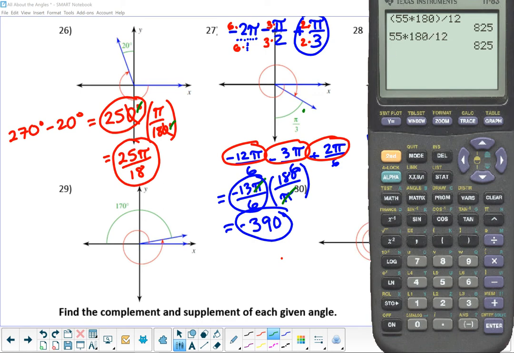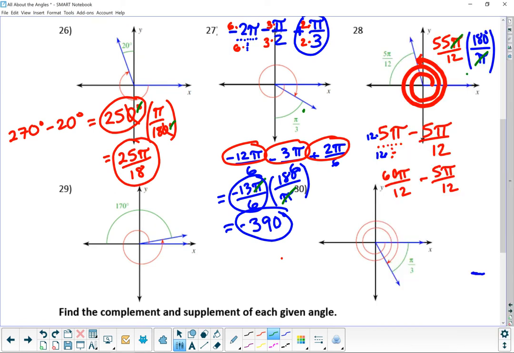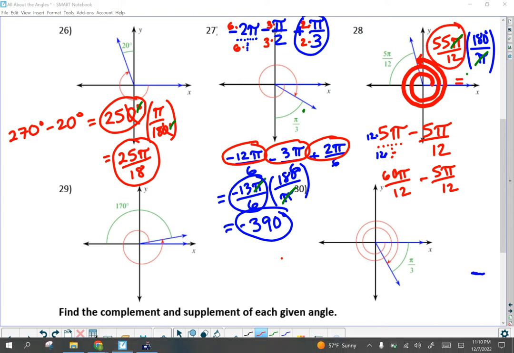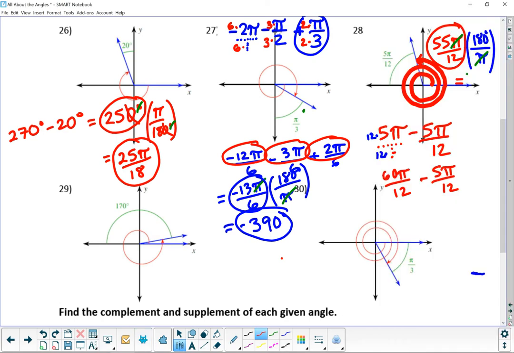Yep, same thing. 825, right? So 55 over 55 pi over 12 is the right answer. Or what was the answer again? 825, right? Or 825 degrees is also the answer in degrees. Yeah.